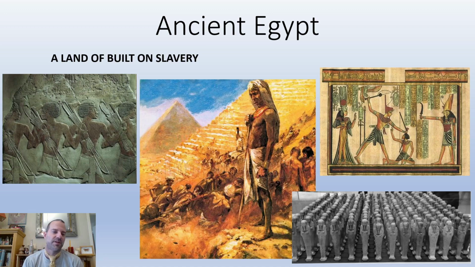And then our last picture up here is, again, a wall carving from the Egyptians. It shows people who are clearly of sub-Saharan African origin.